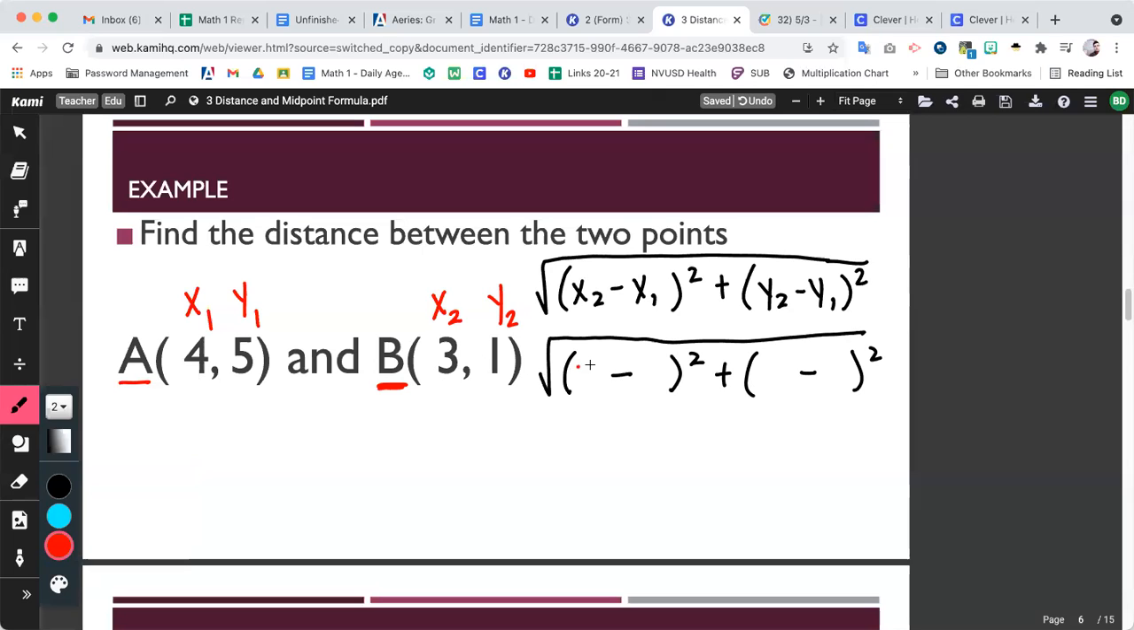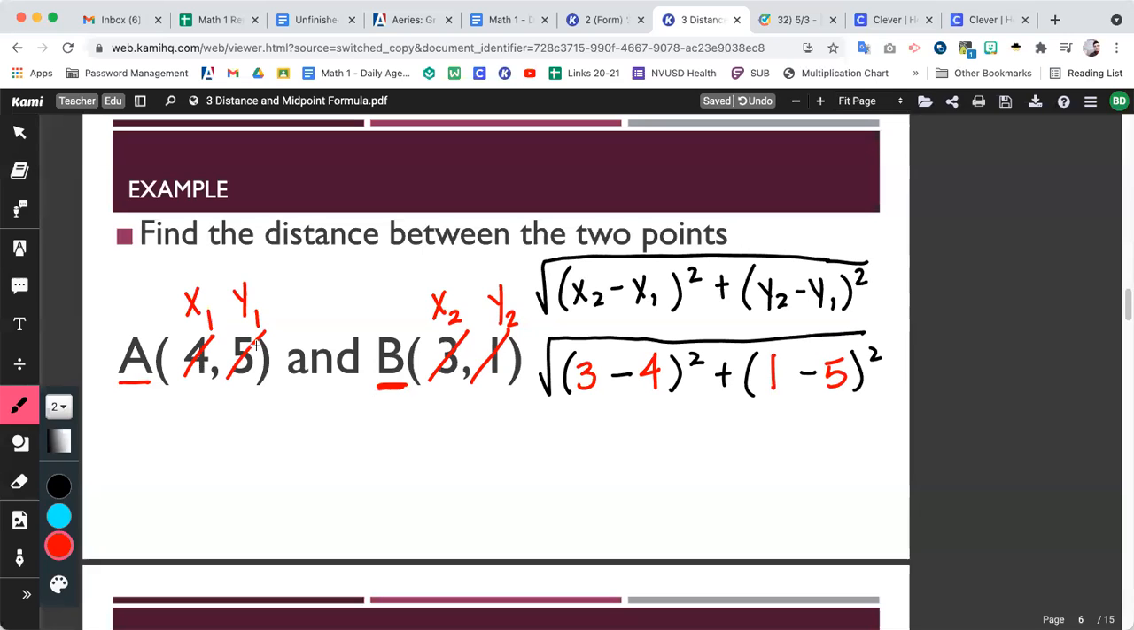So all I do in that place, I put the number 3. That's it. Okay. Now, if you want to just keep yourself organized, you can cross it out so you know you've already used it. Okay. What's x1? 4. Very good. So I put 4 right here. Okay. What's y2? 1. I write that here. What's y1? 5. Very good. And I write that there.